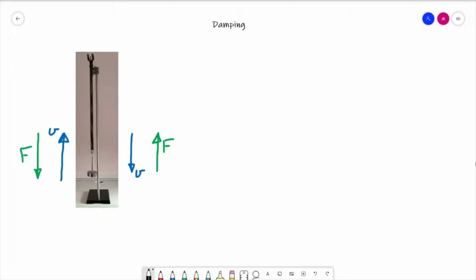So firstly, when we're looking at damping forces, we can see that the damping force, and we'll just use F with a subscript D, will always oppose the velocity. So it will act in the opposite direction to the direction the system is moving in at any particular time.